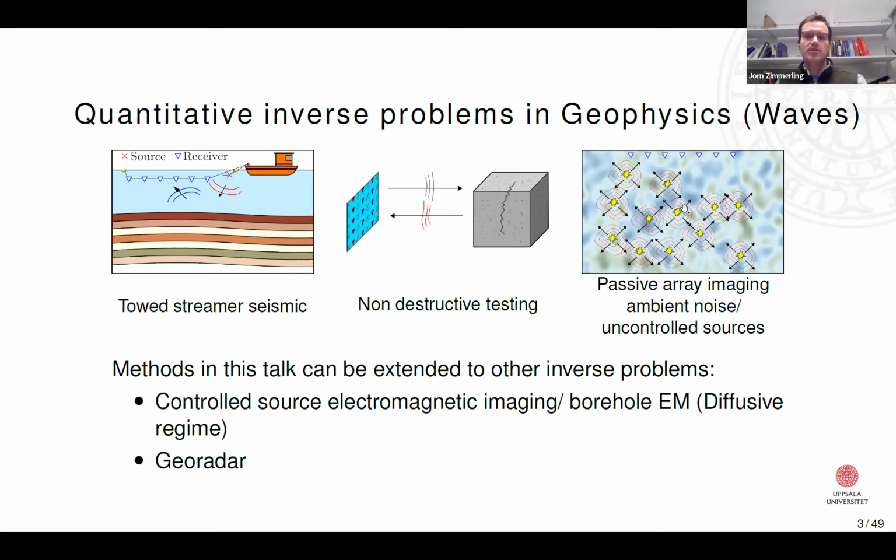Other quantitative inverse problems in geophysics, where the methods I'll talk about today can be extended or are already extended, but I won't show examples of them, are, for instance, controlled source electromagnetic imaging or borehole electromagnetics, where we're more in the diffusive regime. So we are using Maxwell and the magnetostatic approximation in order to explore the conductivity of the subsurface, or for instance, if we're somewhere between waves and diffusion in georadar, where we have waves in strongly attenuating media, and we're trying to figure out what's in the subsurface. So this is just a general overview of the type of problems I'm considering.